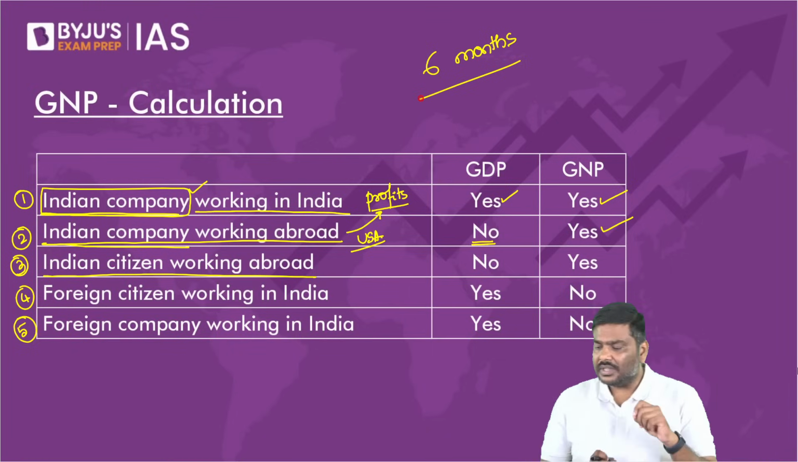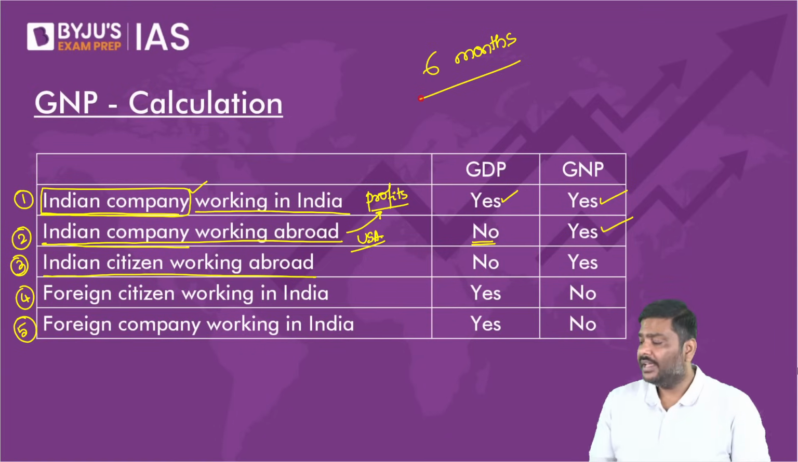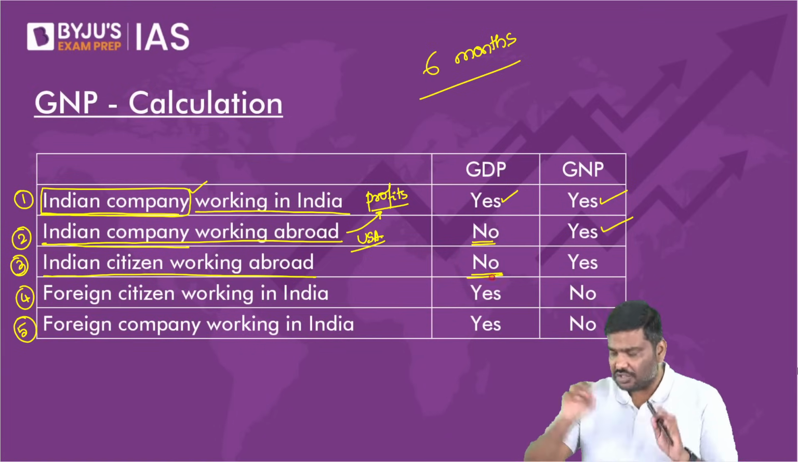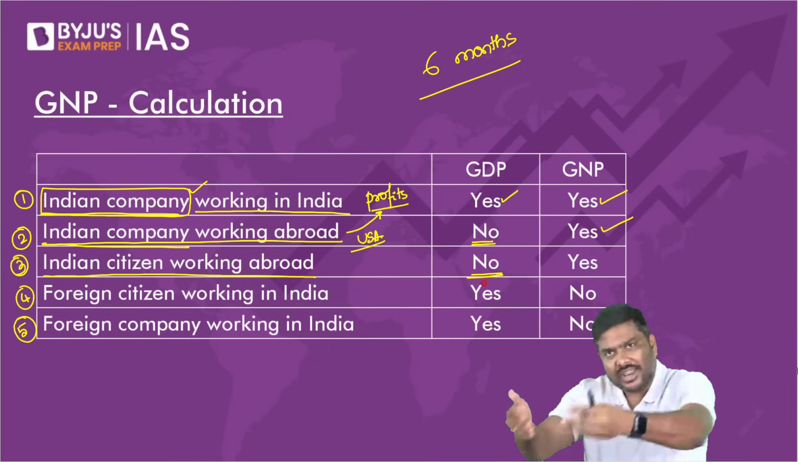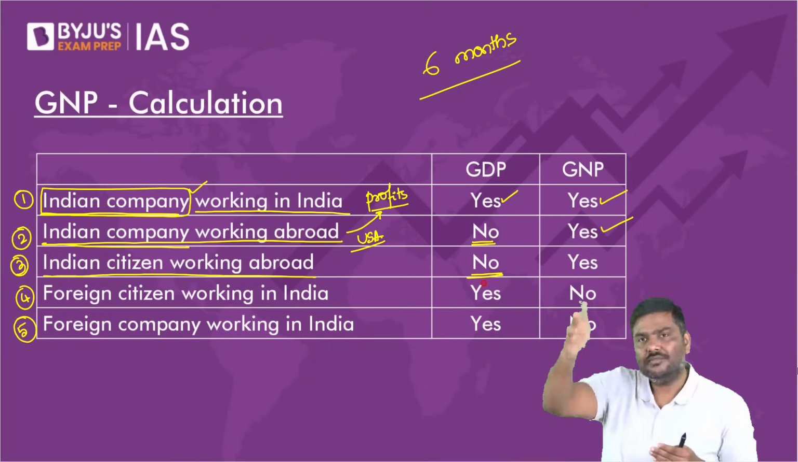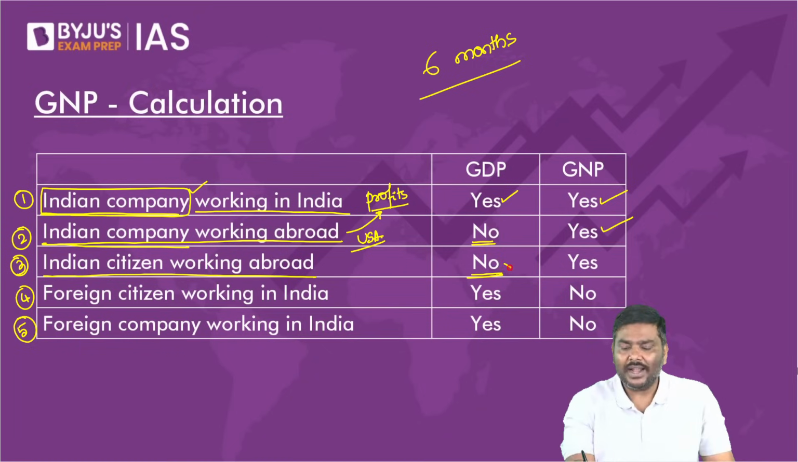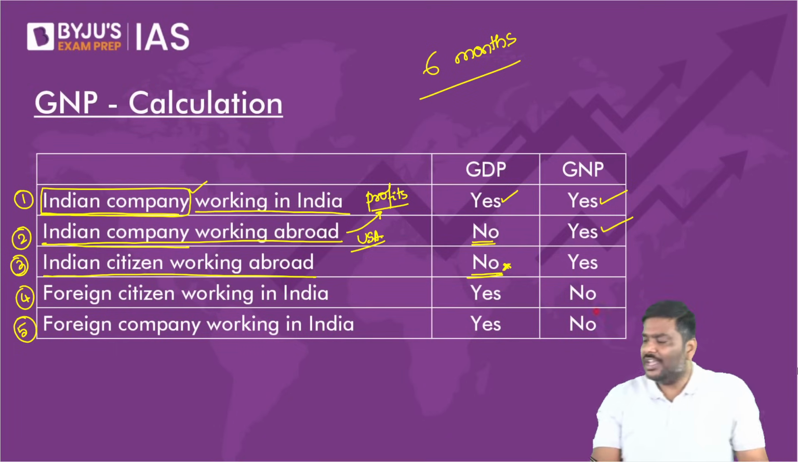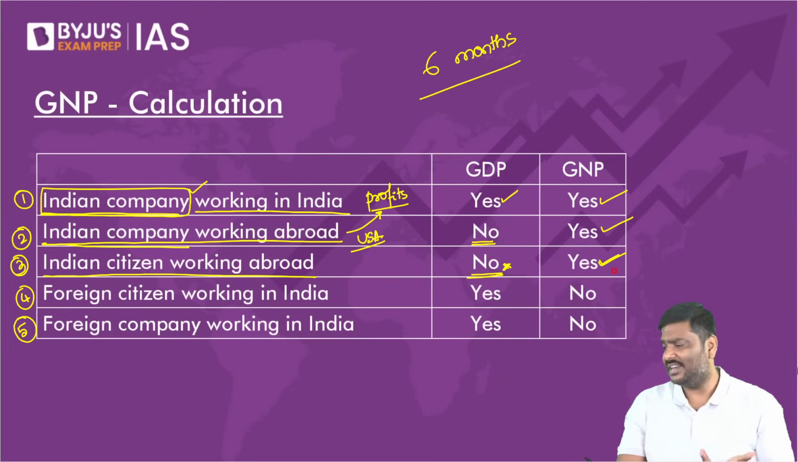Will you count this salary as a part of GDP? No. Why? You're earning salary in USA, which means you're providing your labor services in USA and you're getting paid in USA. So you're producing the goods or services in USA. So no, you will not be counting that in GDP. But will it be counted as a part of GNP? Yes. It will be counted as a part of GNP because you're an Indian citizen.